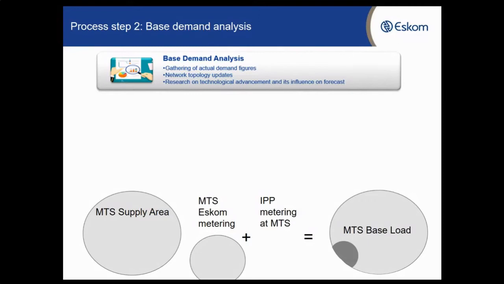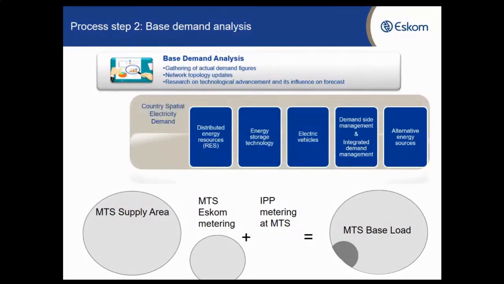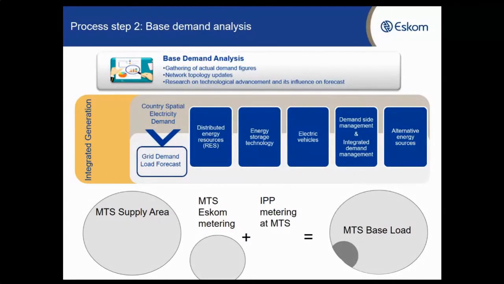So you've got a certain amount of your load being serviced by additional generation. Therefore, it's important to have the real picture of the real current load at that specific supply area. You need to consider all of the different aspects that play a role in your demand, and balance them out, so that you can see the actual demand that you need to service within your grid load forecast area.